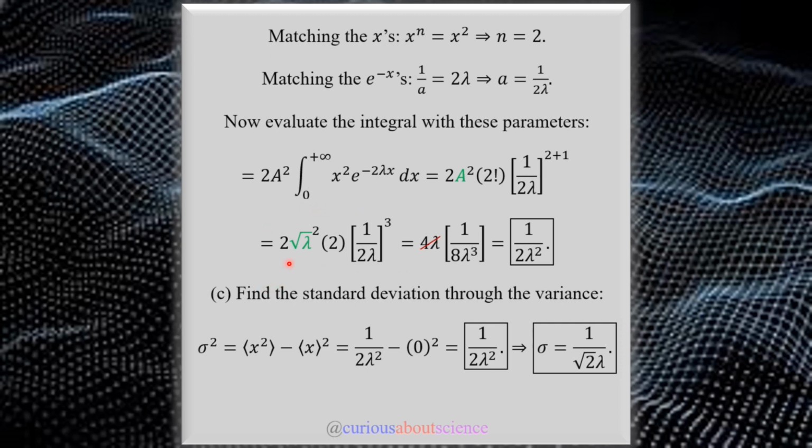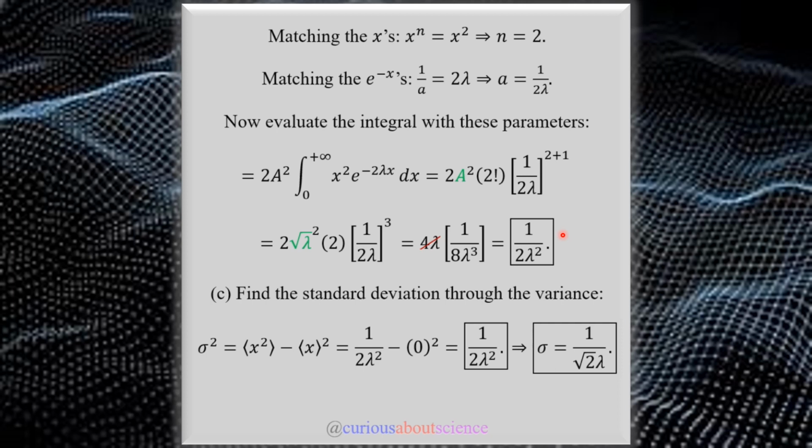And then you see we get 2 lambda times 2. That gives us 4 lambda. Meanwhile, we have 1 over 2 lambda cubed, so we get 8 lambda cubed in the denominator. So clearly a factor of 4 and lambda will cancel out with a factor of 4 and lambda in the denominator, thus leaving us with 1 over 2 lambda squared. Pretty easy there, nice and straightforward.